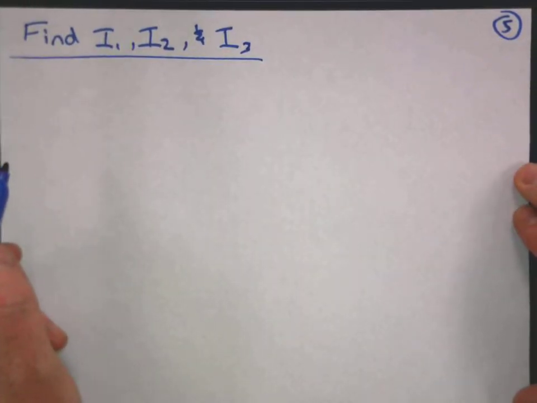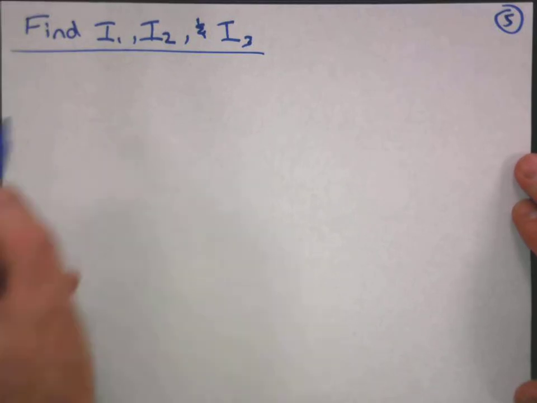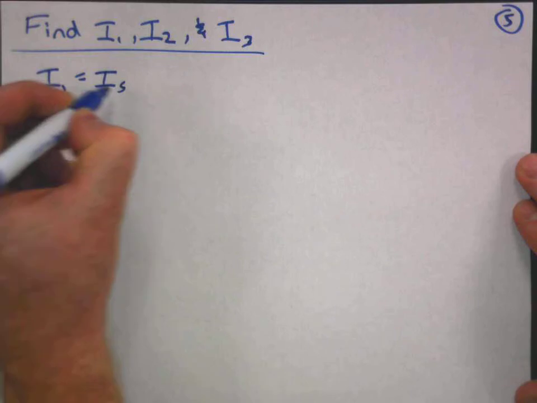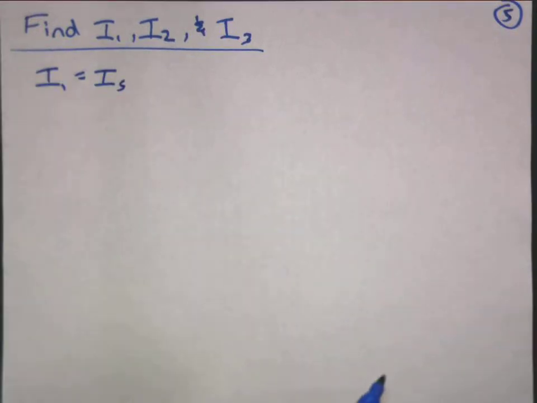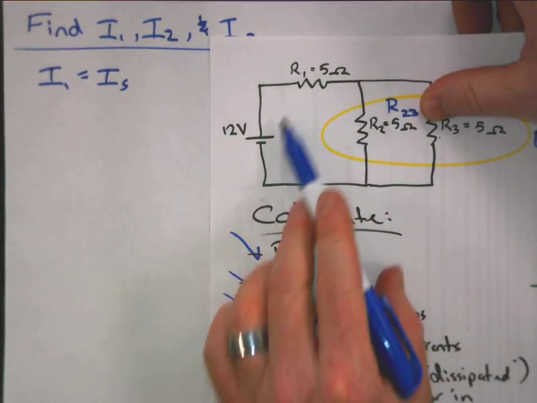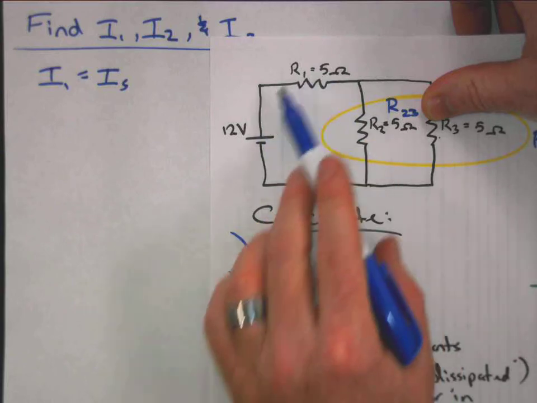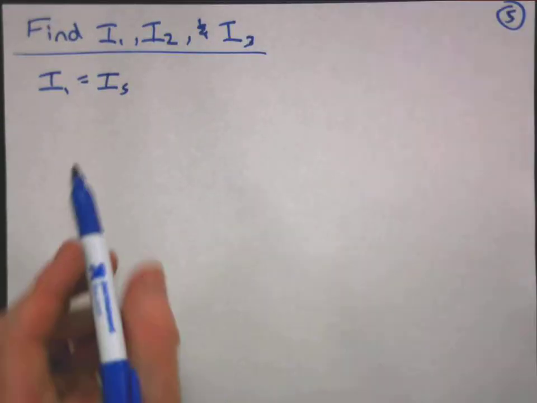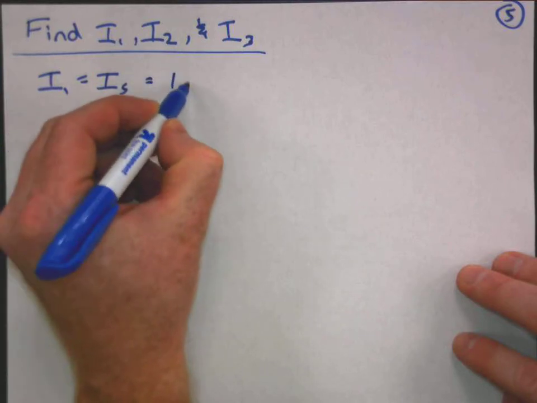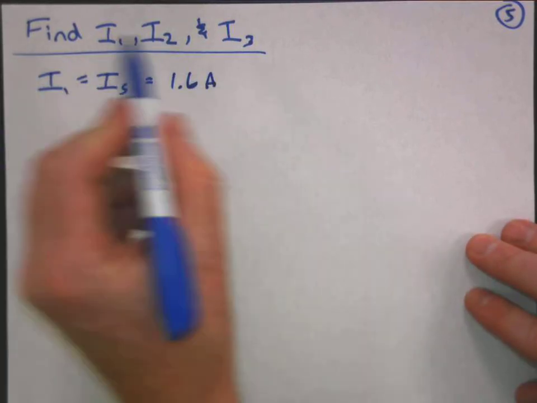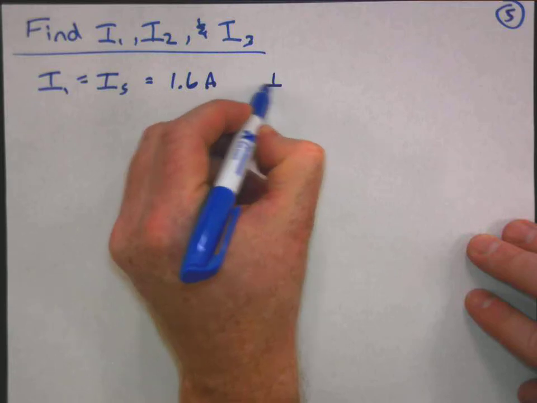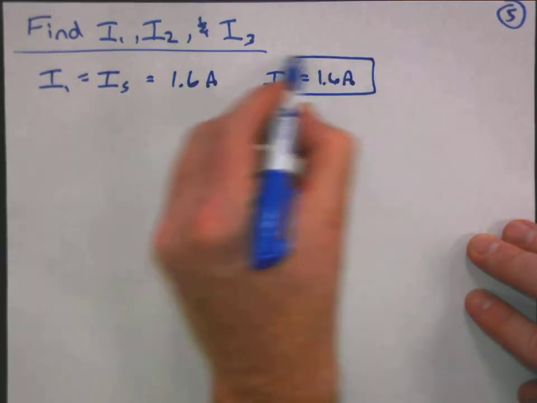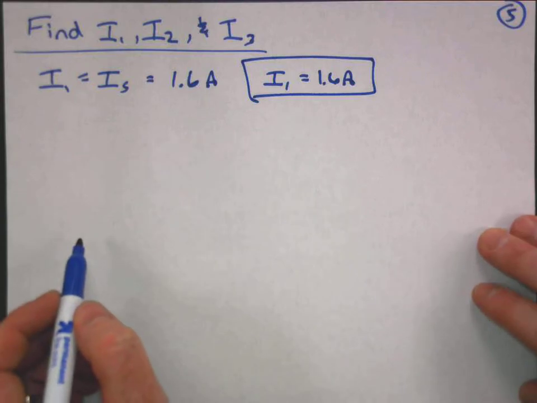So how do I do this? Well, I've already figured out that I1 is equal to IS, right? The current through 1 is the same as the current from the source. There's no option. All that current has to flow through R1. And so from this right away, I have the first answer, 1.6 amps. So I1 is 1.6 amps. Okay. What about I2 and I3?